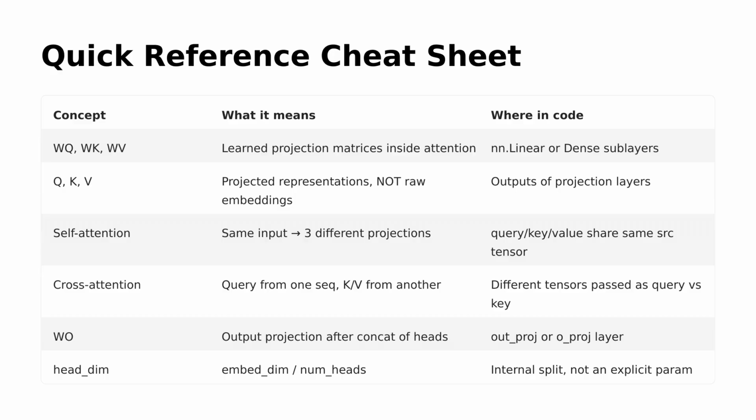Here's a quick cheat sheet for attention. WQ, WK, and WV are the learned projection matrices, usually implemented as linear or dense layers. Q, K, and V are the projected outputs of those layers, not the raw embeddings. In self-attention, the same source tensor is projected 3 different ways. In cross-attention, the query comes from one sequence, while keys and values come from another. WO is the output projection after concatenating heads, and head_dim is just embed_dim divided by num_heads.